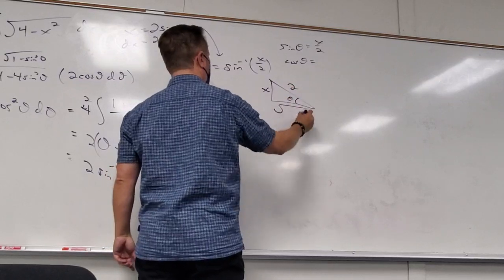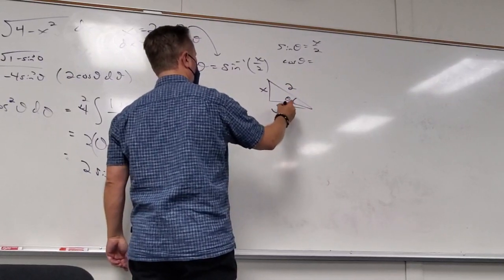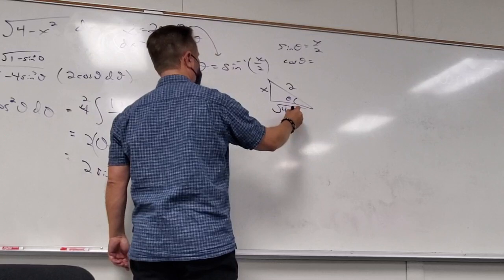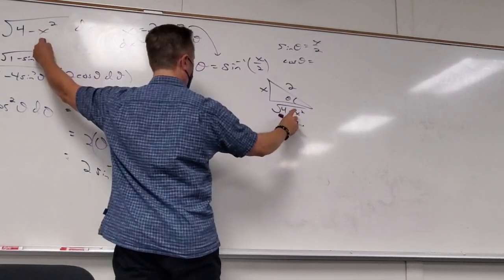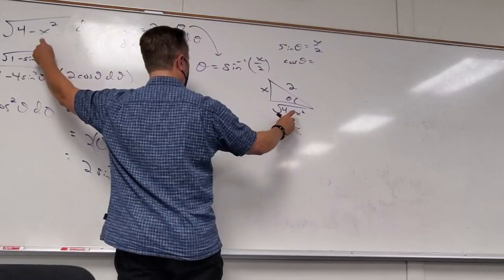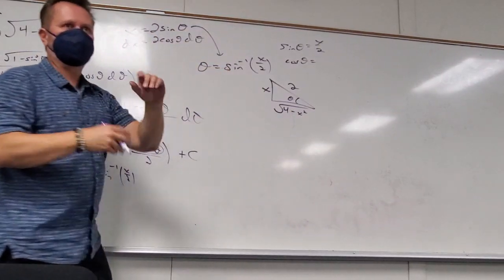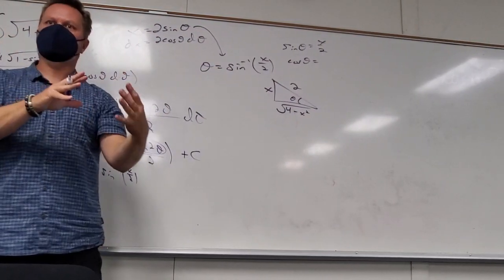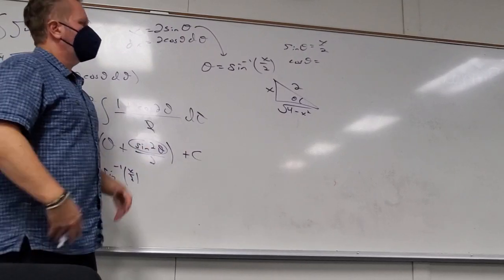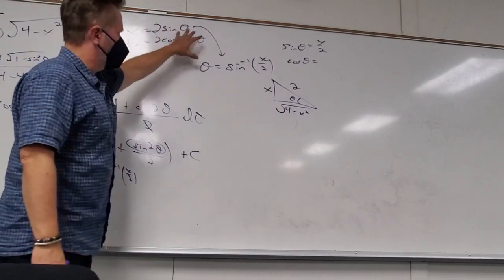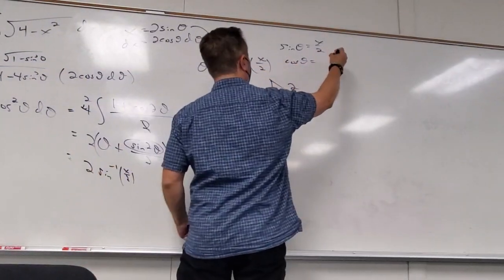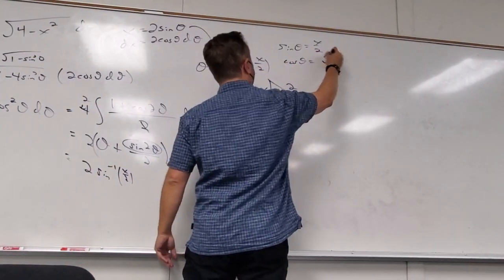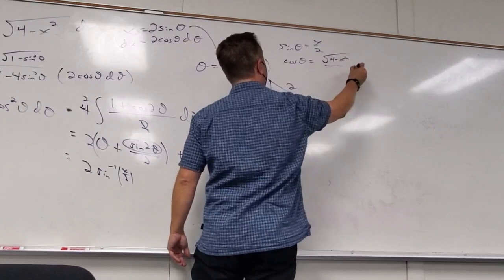The other side is square root of 4 minus x squared, because that's the hypotenuse. You see? It happens a lot where you get that piece coming back. That only makes sense because it went into building this, so it's going to be part of it. So what's cosine theta? Square root of 4 minus x squared, over 2.